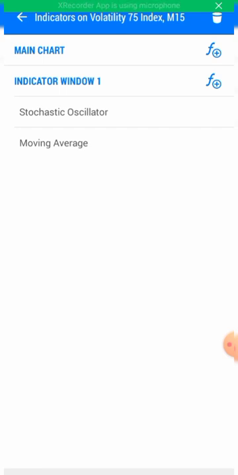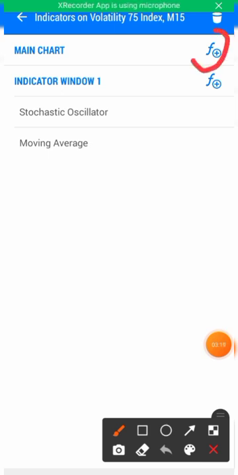For you to have an indicator window on your chart, you simply click the F plus sign on your main chart, and then you add the stochastic oscillator first.